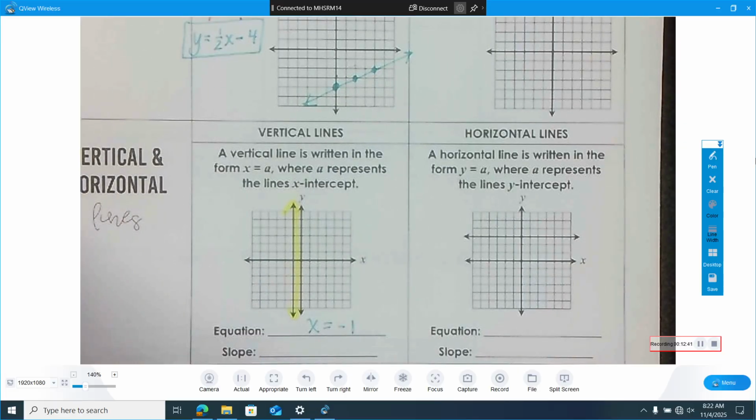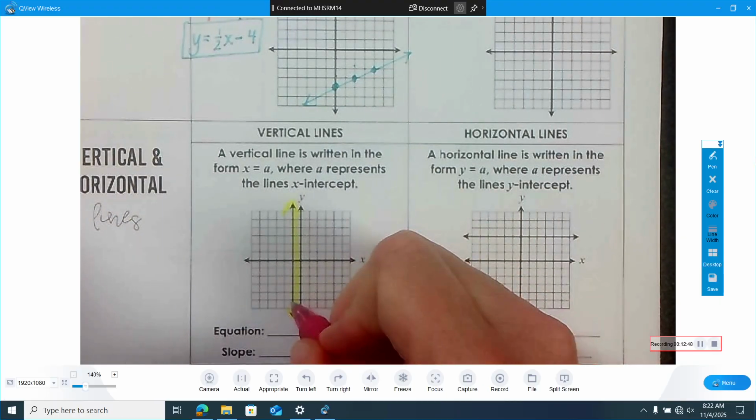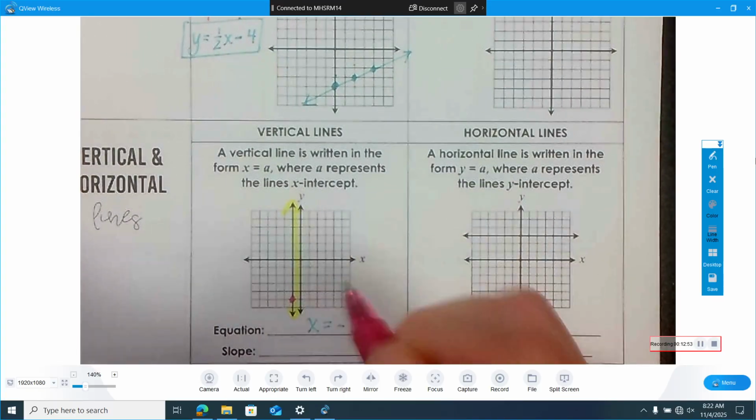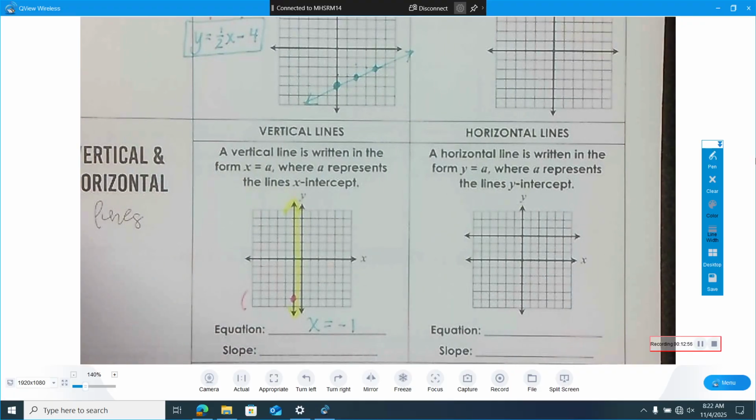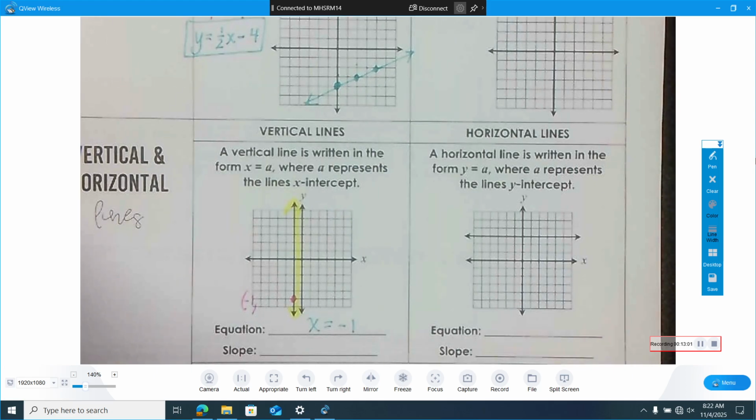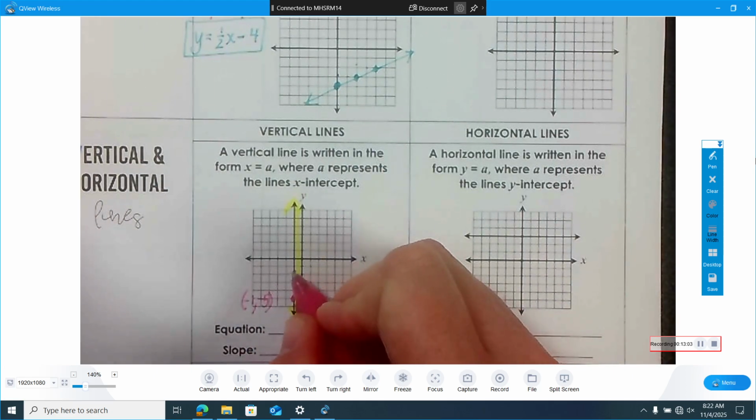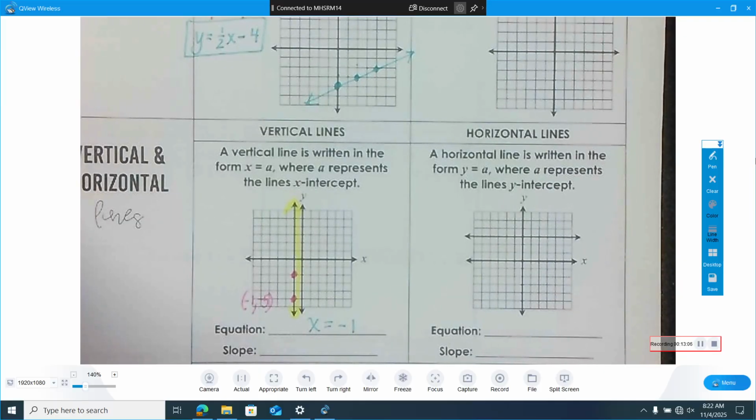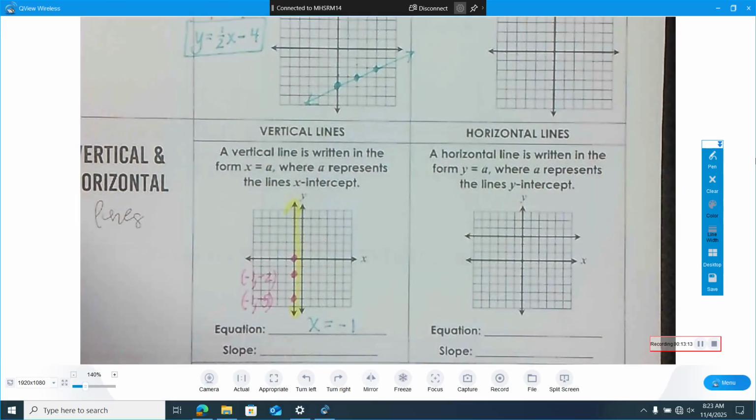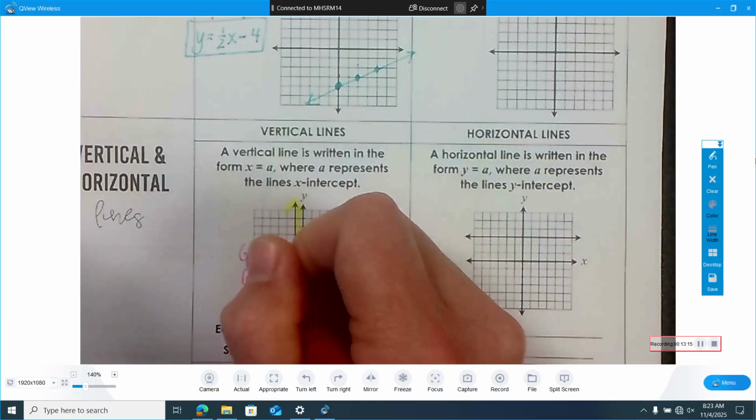So I want to talk about why. And here is the difference between being told what to do and understanding why it is the way it is. So let's look at this vertical line. I'm going to just pick an ordered pair here. What's that ordered pair, that pink one? Negative 1, negative 5. Okay, good. And what's this ordered pair right there? Negative 1, negative 2. And what's this ordered pair right here? Negative 1, 0.